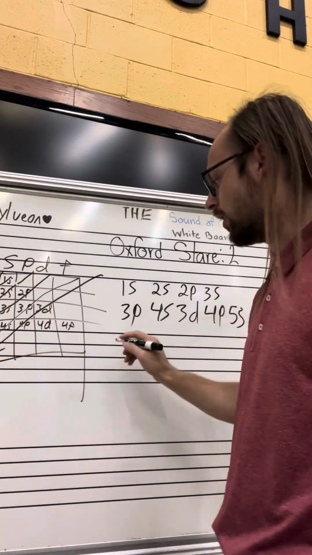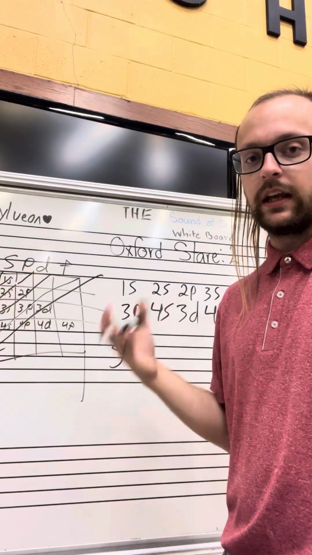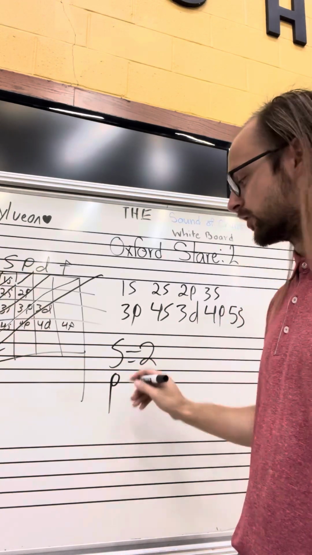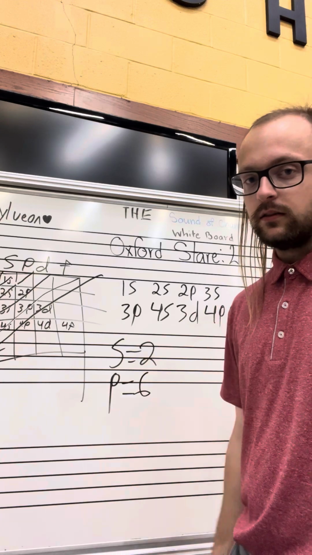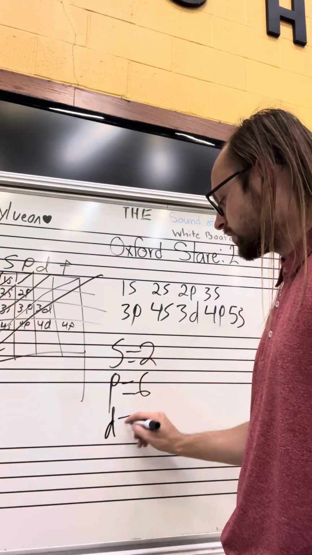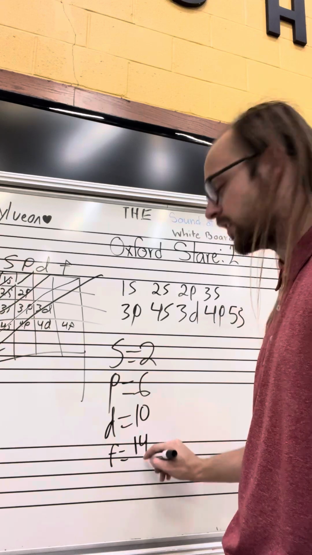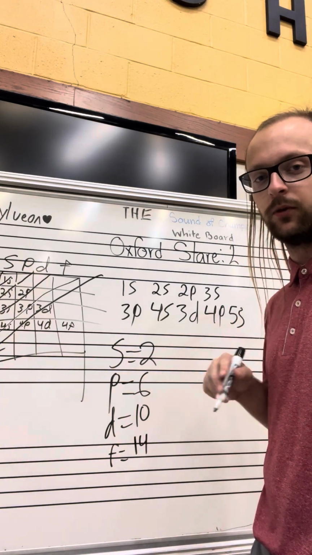So, S can hold up to 2. P can hold up to 4 more than that, which is going to be 6. D will hold 4 more than that, which is going to be 10. And then F can hold 4 more than that, which is going to be 14. You can remember it this way: S is 2, everything else is plus 4.